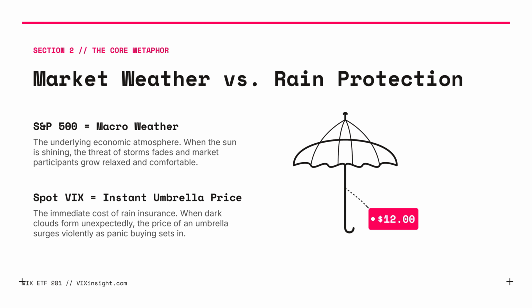So just think of the Spot VIX as the price tag of an instant umbrella. An umbrella that can be delivered to you anywhere the exact second you ask for it. So it's basically rain insurance, right? And naturally, the price of this umbrella depends on one main thing, the weather. When a heavy downpour starts, umbrellas get expensive fast. And in our financial ecosystem, the S&P 500 is the weather.